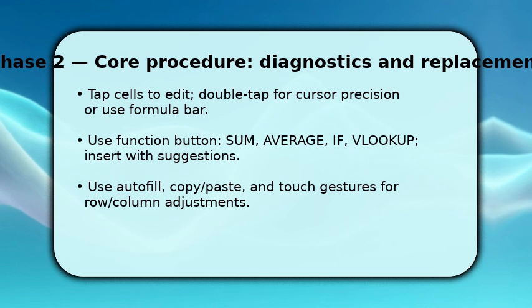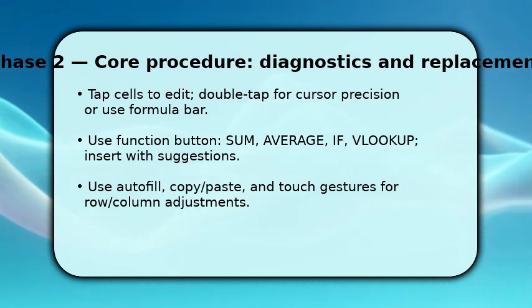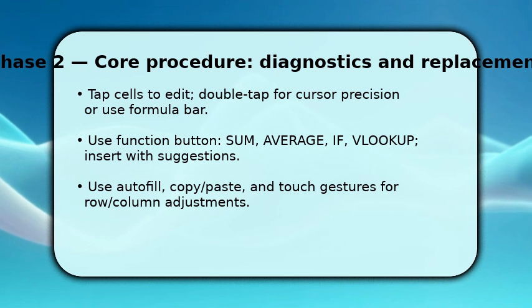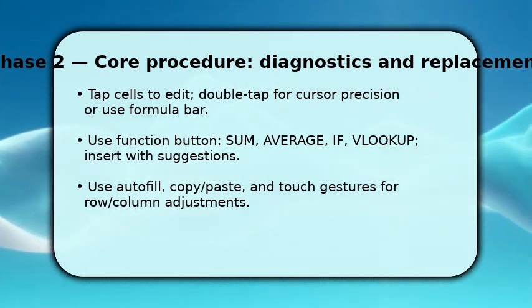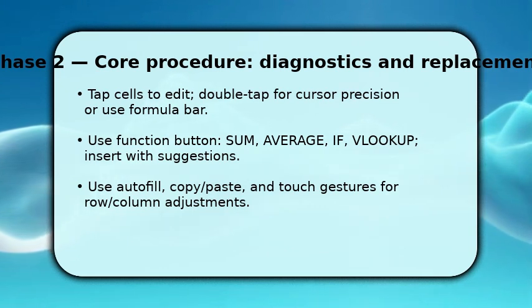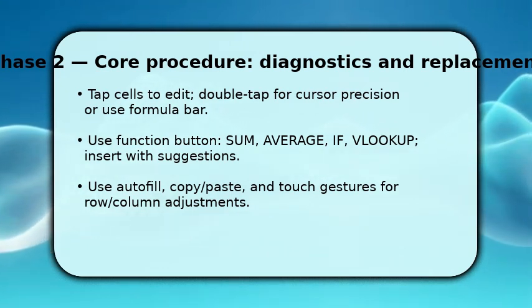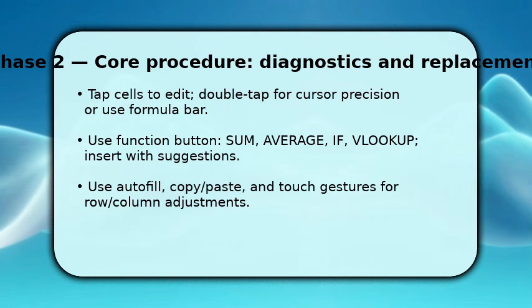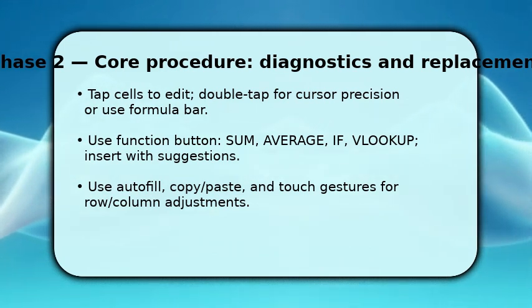To add functions, press the FX button and choose SUM, AVERAGE, IF, or VLOOKUP. Excel offers suggestions as you type to reduce errors. Use autofill handles for sequences and pinch or rotate to switch views. Make sure to lock headers or freeze panes. Then you finish by saving and validating the workbook.